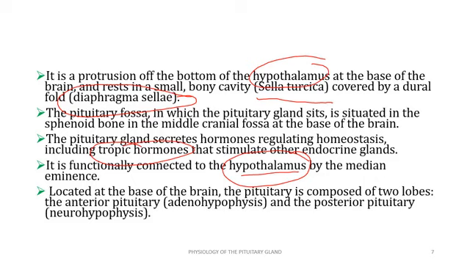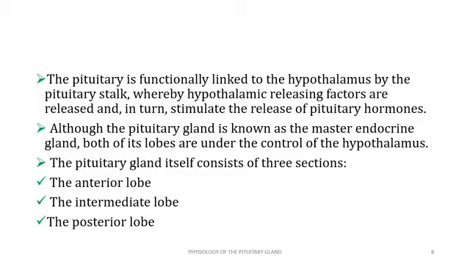Located at the base of the brain, the pituitary is composed of two lobes, as I said. These lobes are the anterior lobe, adenohypophysis, and the posterior lobe, neurohypophysis. The pituitary is functionally linked to the hypothalamus via a stalk. This is what we call the pituitary stalk or infundibulum, where there is the hypothalamic releasing hormone of the hypothalamus.